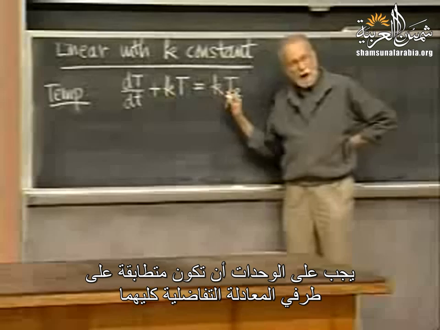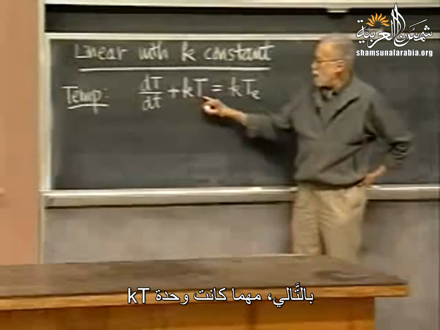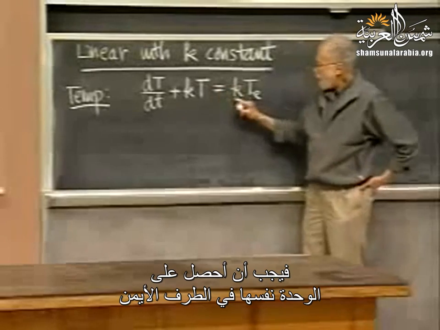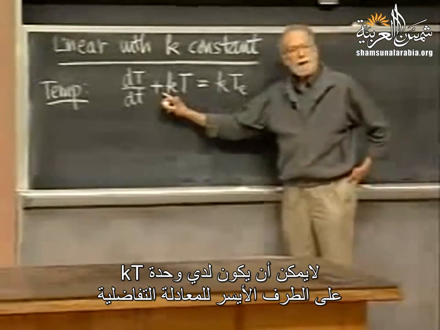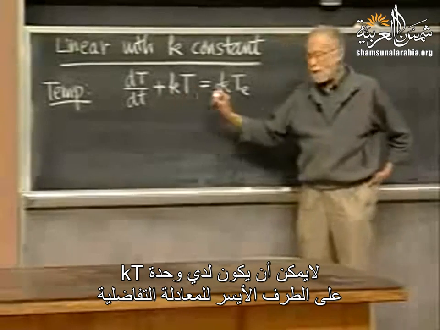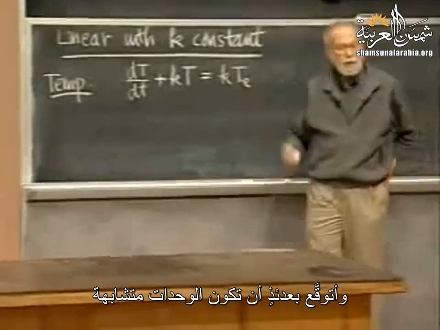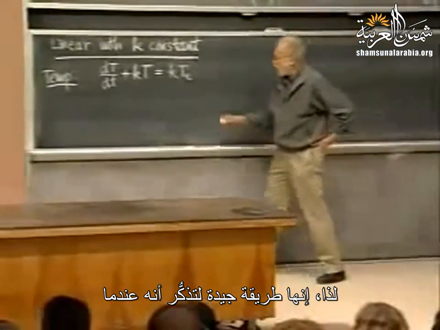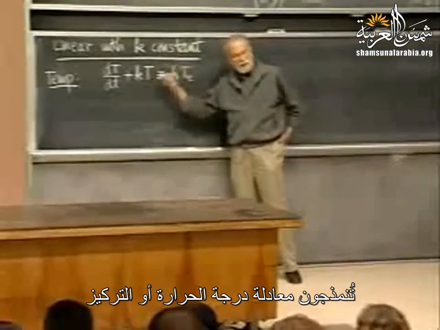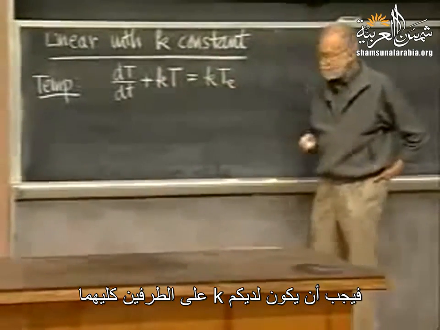Units have to be compatible on both sides of a differential equation, and therefore whatever the units were for capital KT, I'd have to have the same units on the right hand side, which indicates I cannot have KT on the left of the differential equation and just T on the right and expect the units to be compatible. That's not possible. So that's a good way of remembering that if you're modeling temperature or concentration, you have to have the K on both sides.